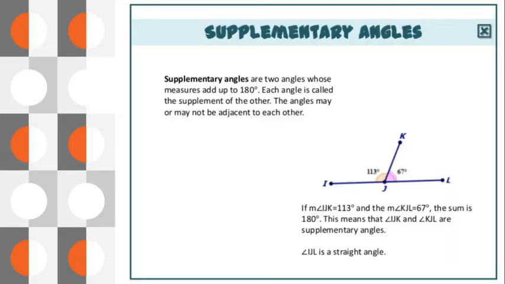Also we have supplementary angles. Those are two angles whose measures add up to 180 degrees. Each angle is called the supplement of the other. And just like complementary angles, they may or may not be adjacent to each other. As long as they add up to 180 degrees, then the angles are considered supplementary angles. They're a pair.